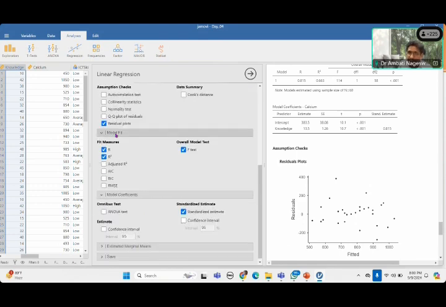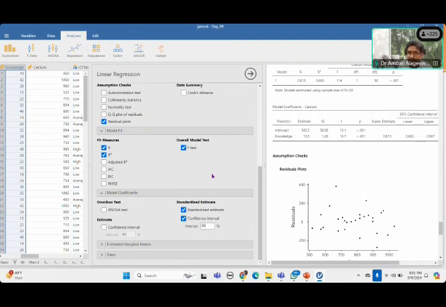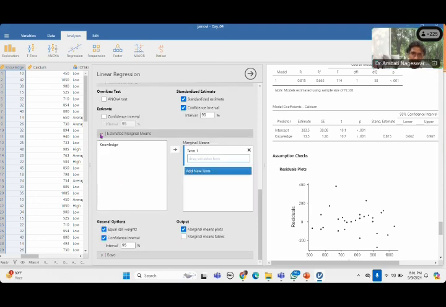Next, please come to the model fit. As part of simple linear regression, we need R square, R, and F test. R is nothing but the correlation test. I'll talk about it with the help of the test results. Select R, R square, F test. Come to the model coefficient. Select standardized estimates. Select confidence interval. It's not required right now.